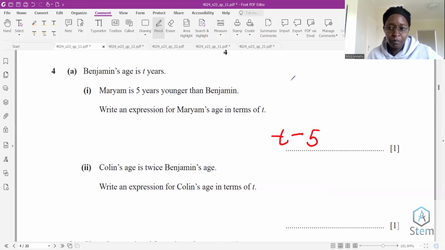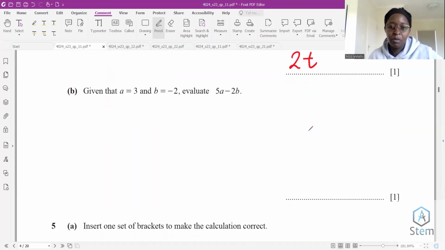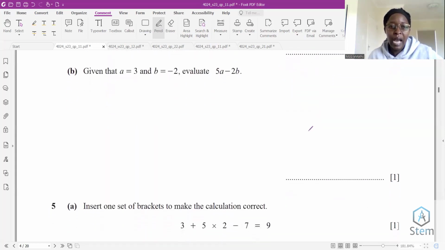Let's move on. They are saying Colin's age is twice Benjamin's age. Then write an expression for Colin's age in terms of t. So remember, Benjamin's age, we said it's t. So if Colin's age is twice, we simply say 2 times t. That's the expression. Okay, let's move on to the next question.